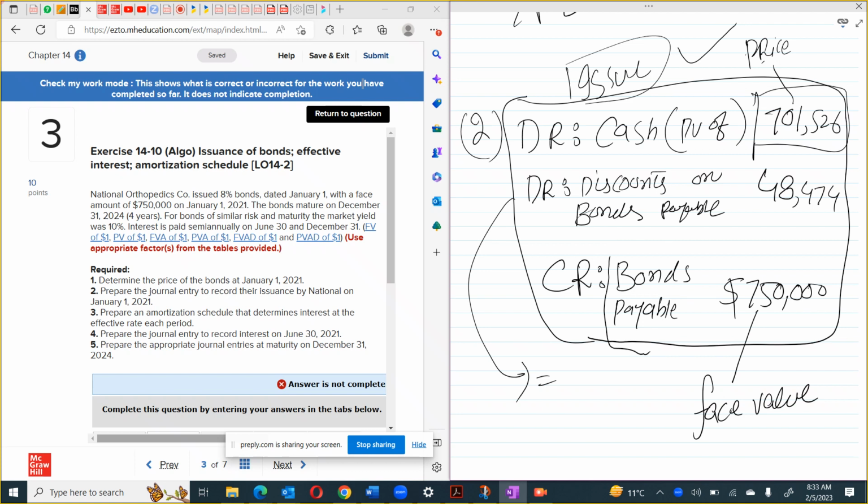Then you will make a table. Then you will calculate the interest expense during the life. The examiner can ask you anytime to calculate the interest expense at maturity, and then you will calculate the maturity entry. At maturity, there will be two entries: one is about interest expense, one is about premium on bond. So I have taught you all these. This is done, the amortization schedule.